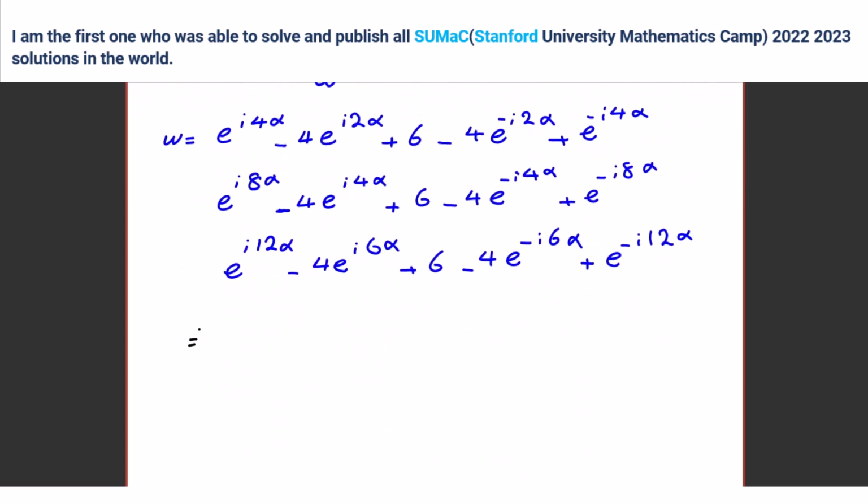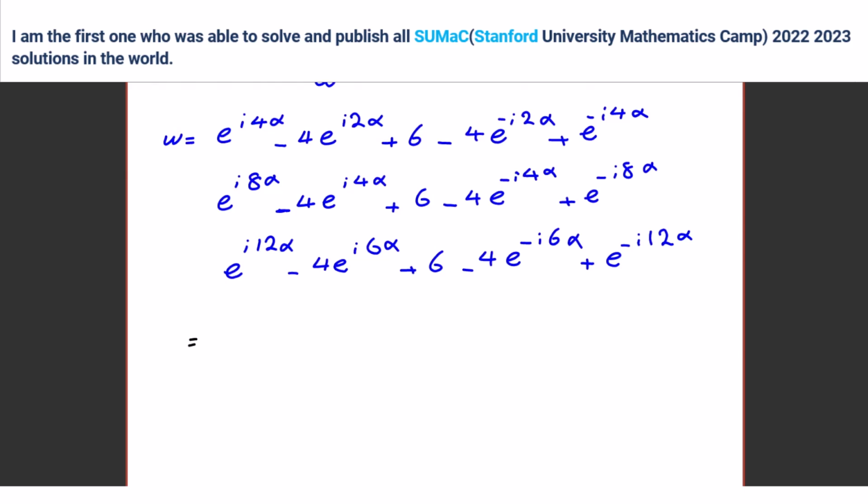So at first let's simplify. e to the negative 4 alpha is equal to e to the 10 alpha, right? Yeah. Can I go over my solution to figure out where I went wrong? Okay, sure.